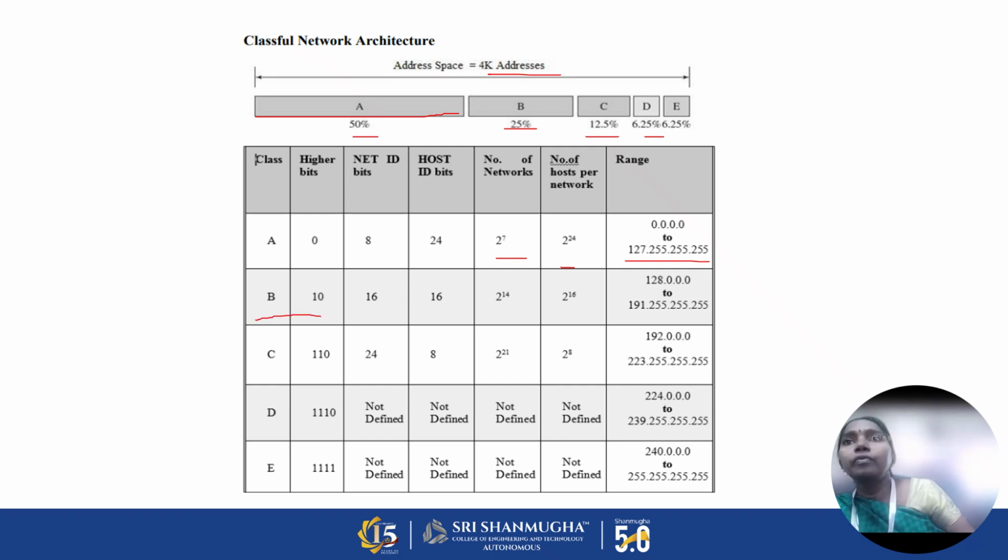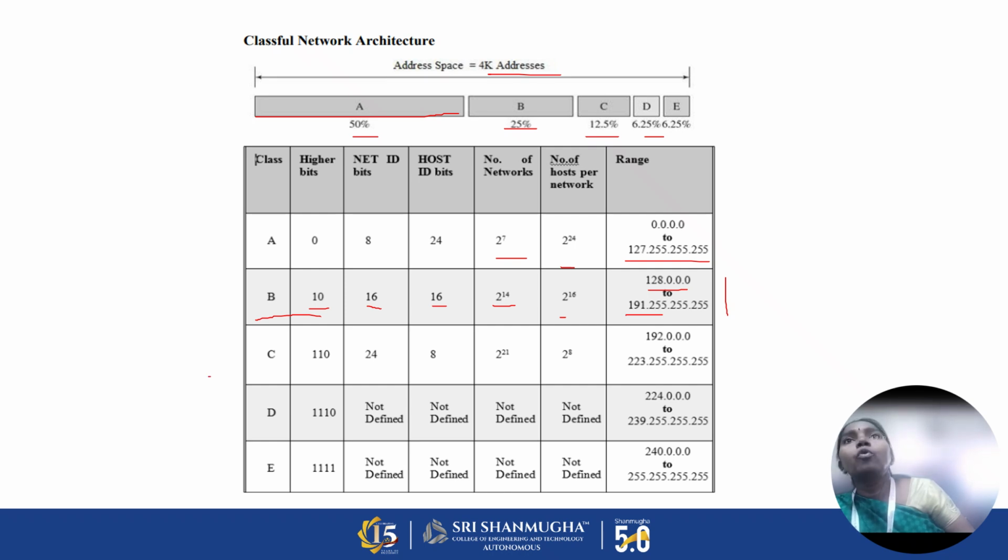This is another class. If you consider class B, the higher bits are 10, net ID bits are 16 and host ID bits are also 16. The number of networks is 2 to the power 14 and the number of hosts per network is 2 to the power 16, and the range is 128.0.0.0 to 191.255.255.255. This is the range for class B, and then consider class C.